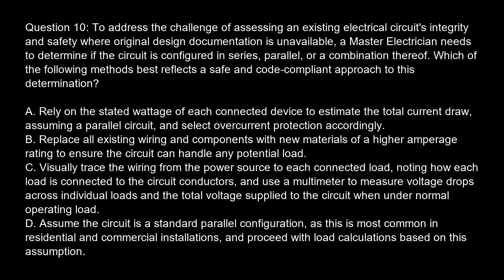Option C. Visually trace the wiring from the power source to each connected load, noting how each load is connected to the circuit conductors, and use a multimeter to measure voltage drops across individual loads and the total voltage supplied to the circuit when under normal operating load. Option D. Assume the circuit is a standard parallel configuration, as this is most common in residential and commercial installations, and proceed with load calculations based on this assumption.